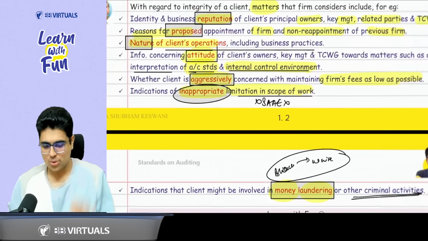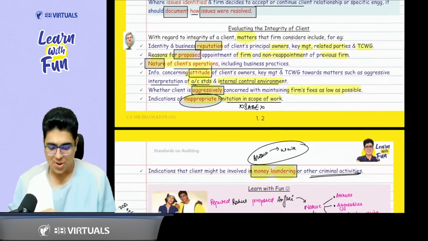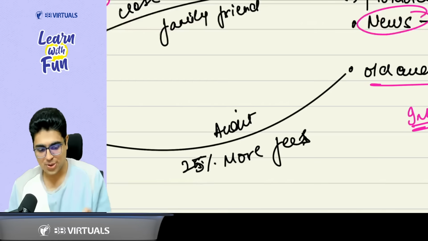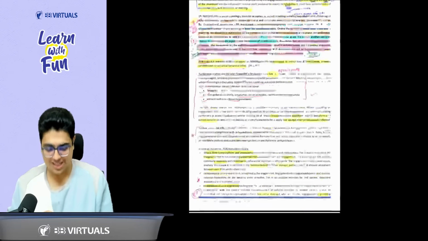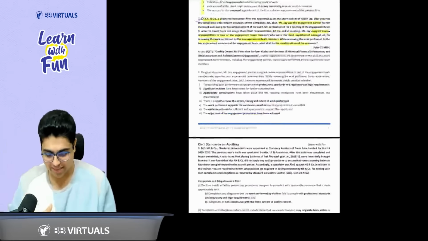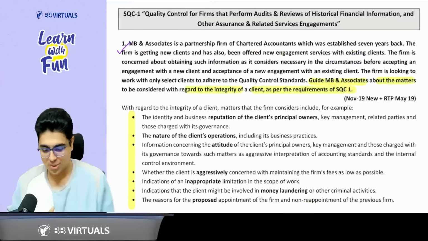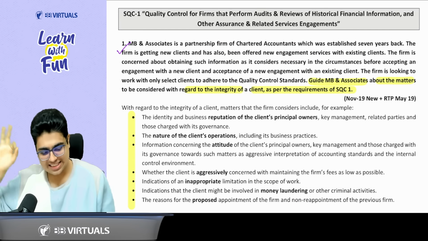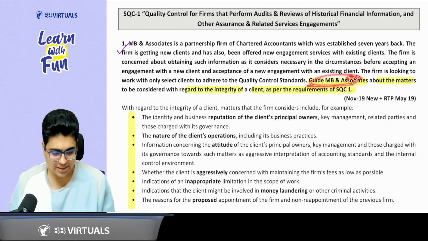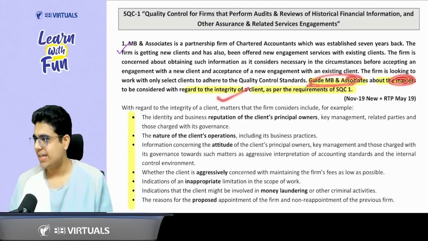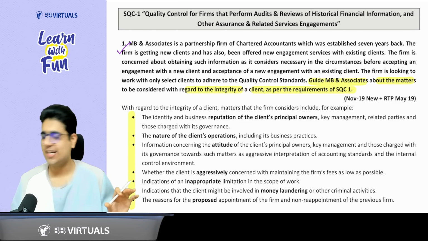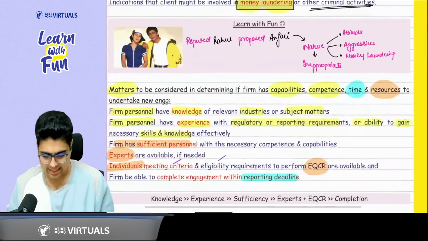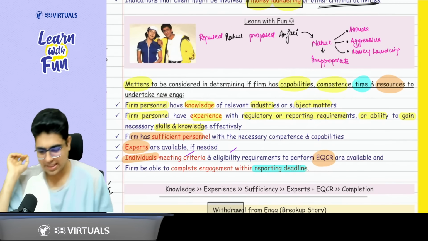So even if you want, you can just pause the video for 1 or 2 minutes, quickly learn the points using this technique, and everything will be crystal clear. If you go to the question bank, yes sir, we go to the question bank. In the question bank, if you see question number 1, forget the whole question. Just read the last line: guide MBA and associate about the matters with respect to integrity. So whatever points we discussed just now, these are the points to be written here. Easy peasy? Yes, sir.